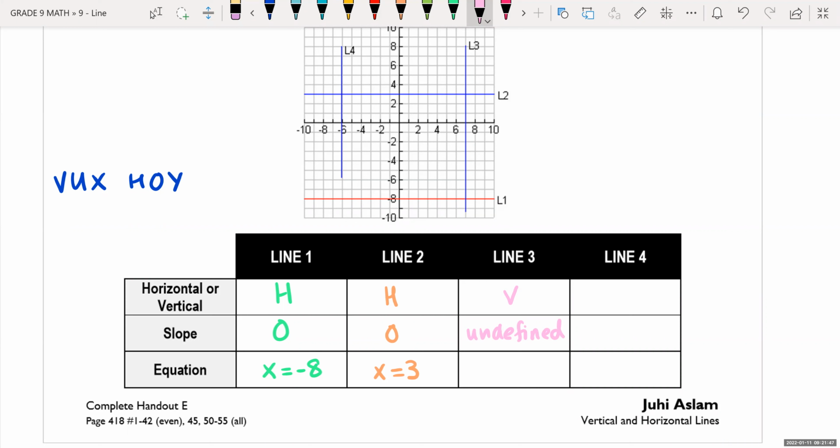Wait a minute. You guys, sorry, we have been doing this wrong, and I don't know how I didn't catch that. Let's go back to line number 1. Line number 1 is a horizontal line, it's going through the y-axis. So if we go back to line 1, is it supposed to be x is equal to -8 or y is equal to -8? Yeah, this should have been y.